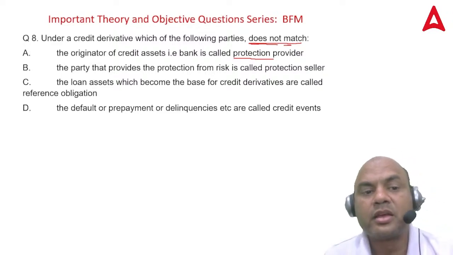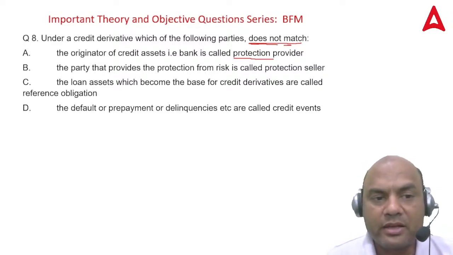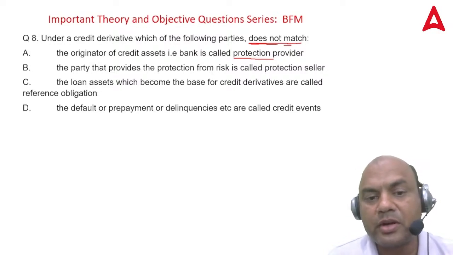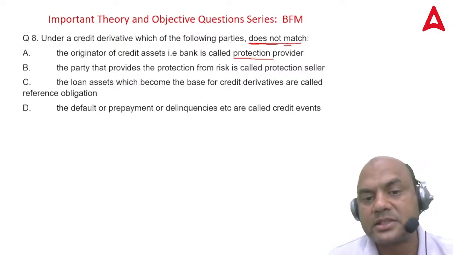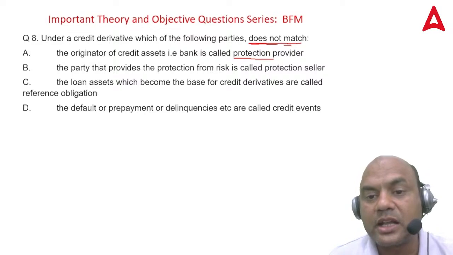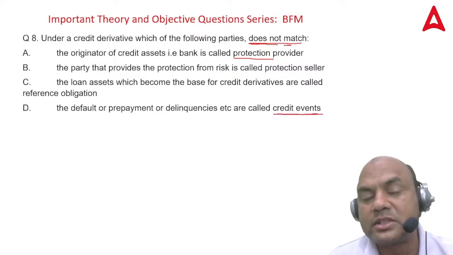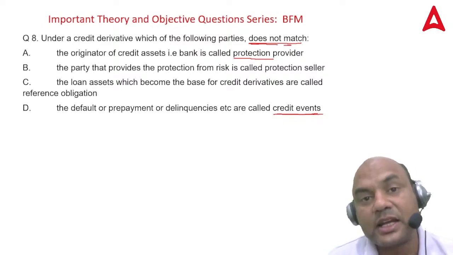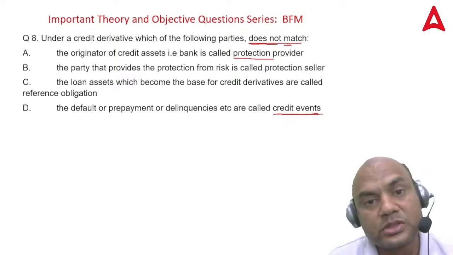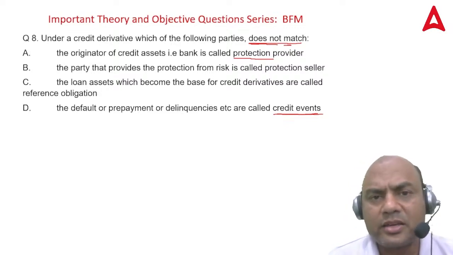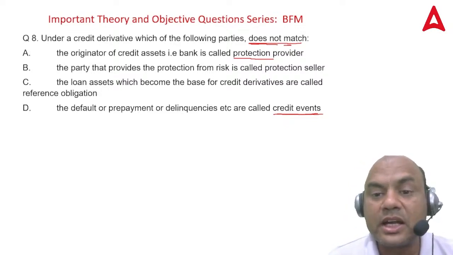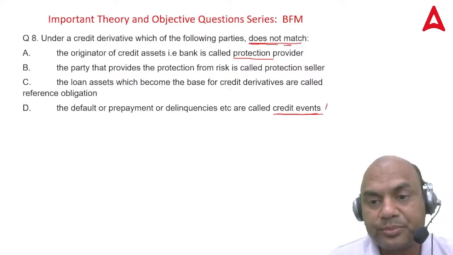First, I want to explain. I'll start from D. The default or prepayment or delinquencies, etc., are called credit events. So that is right. Credit event means any event due to which my credit changes. Either it becomes NPA or it gets closed or anything. That is known as a credit event. So that is true.